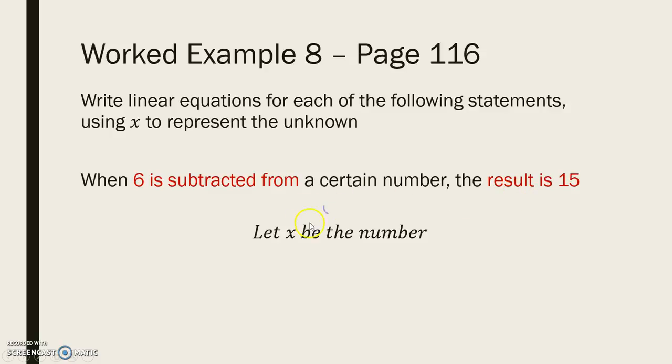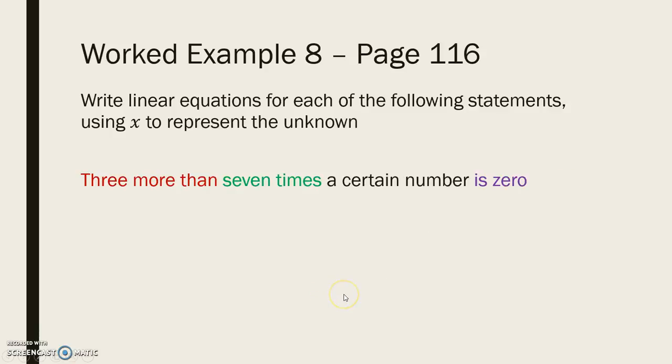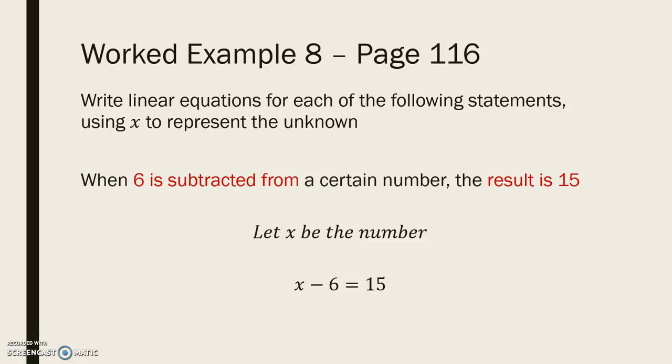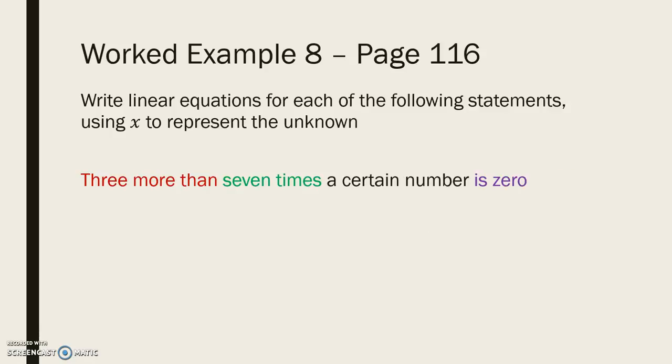So we start with our number. Our number is going to be x. We state our variable, and we subtract 6 from it. x take 6 equals 15. It's a one-step equation, so we reverse those processes using inverse operations, or add 6 to both sides if we wanted to solve it. Okay, we're not required to solve them in this case.